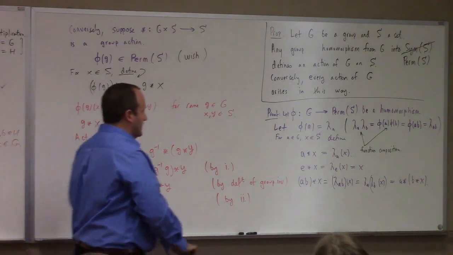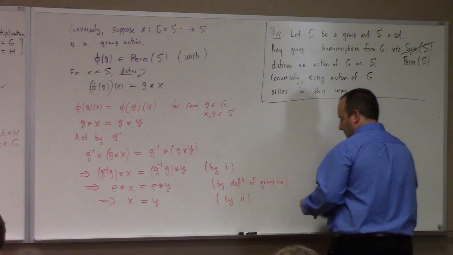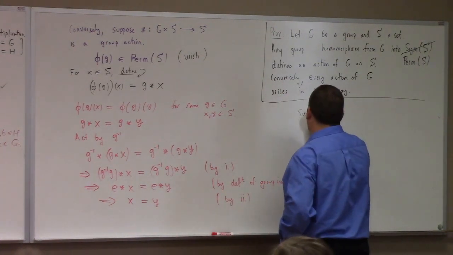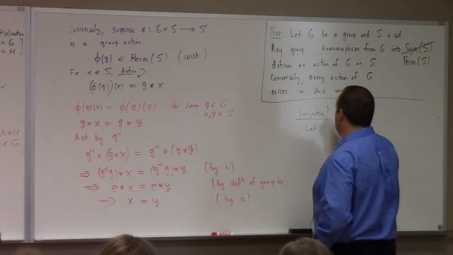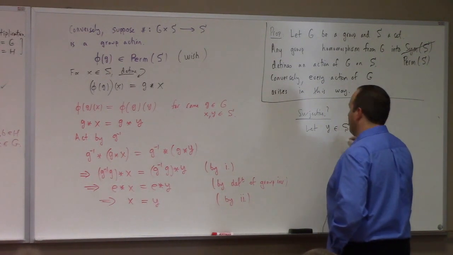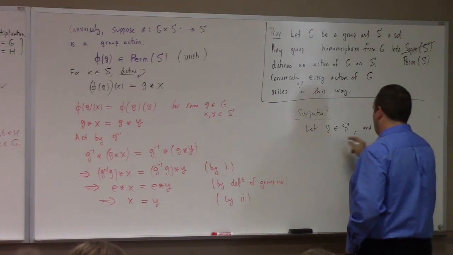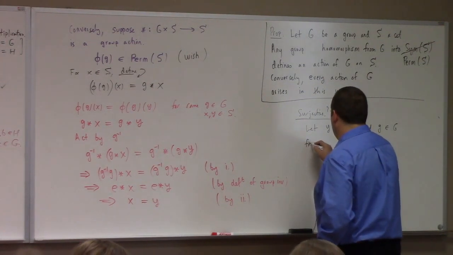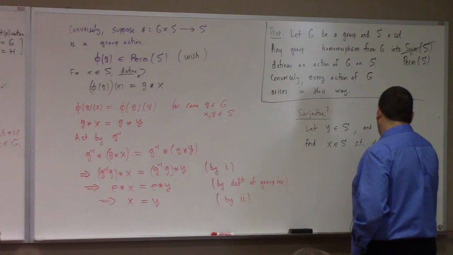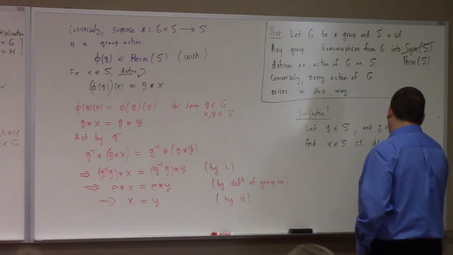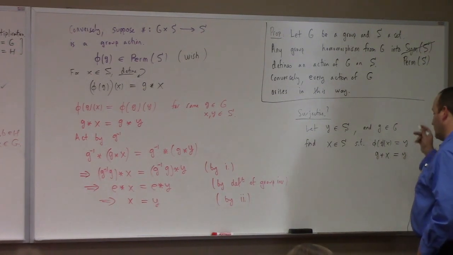Surjectivity. So let y be in S. We want to find X in S such that phi G of X is equal to Y. In other words, we want to solve G star X equals Y.